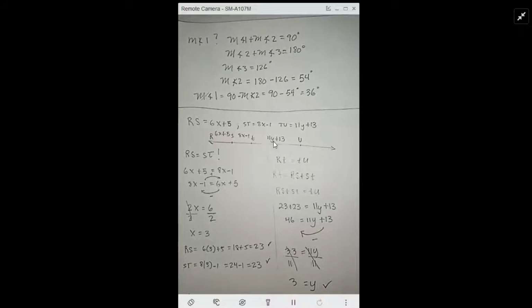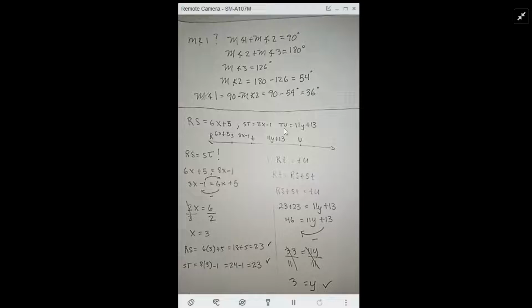But the one thing we need to know is that T is the midpoint of RU, which means each segment, RT and TU, are equal. Same here. S is the midpoint of RT, so RS is equal to ST. So here's the workout for it.